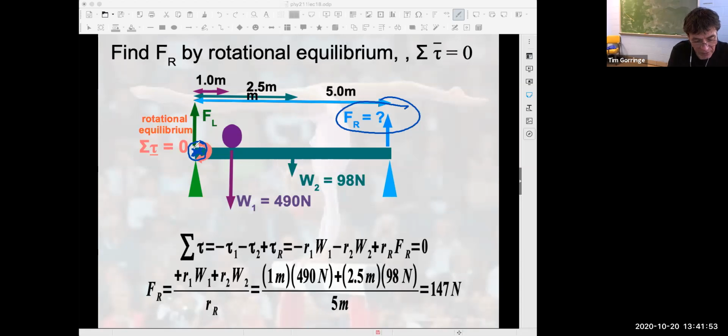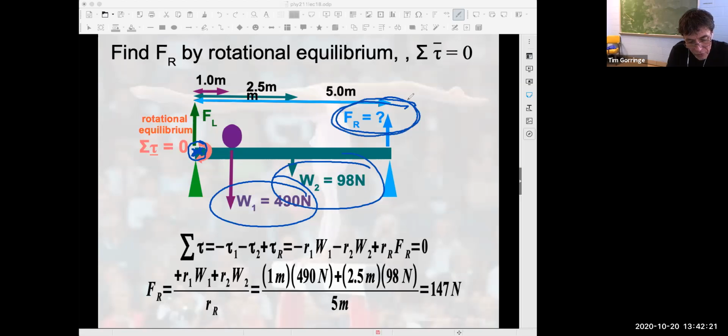Now, the key thing is that the left-hand force, since it acts at that axis of rotation, at that point, itself creates no torque. So if I think of the torque about where the left-hand force acts, the left-hand force is producing no torque about that point. The only torques are created by the weight of the gymnast, the weight of the beam, and the force of the right-hand support.